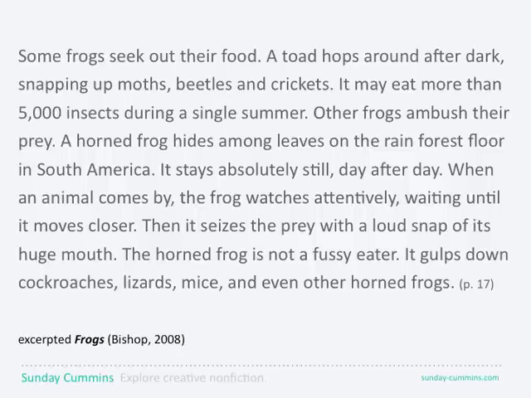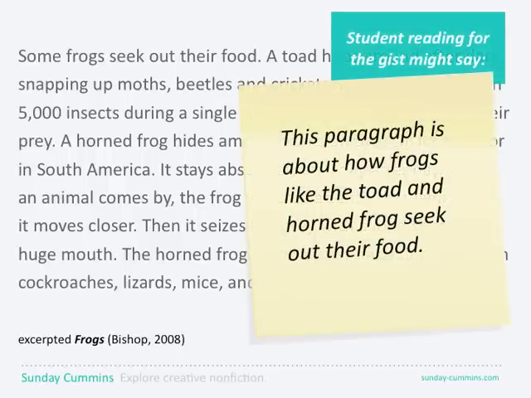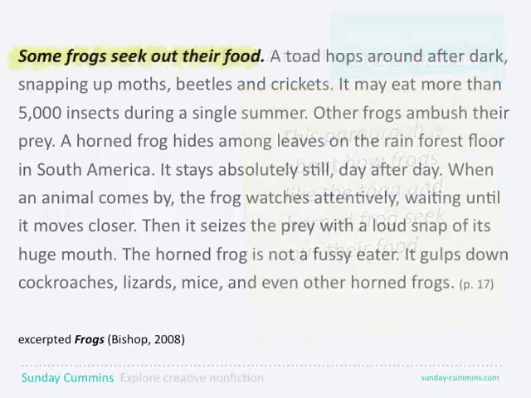Students reading for the gist of this paragraph might say, this paragraph is about how frogs, like the toad and horned frog, seek out their food. But if the student considers the details at the sentence and word level, or reads closely, he will realize that the author has created a much richer picture supported by a variety of details. Let's look back at the paragraph, sentence by sentence.